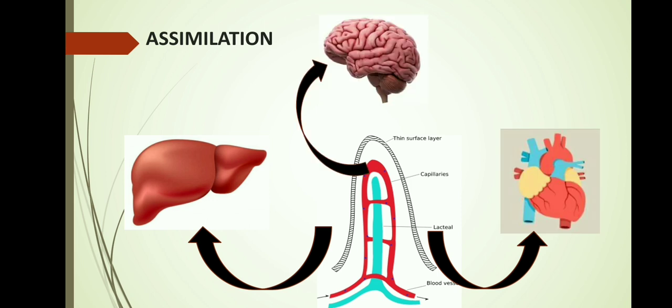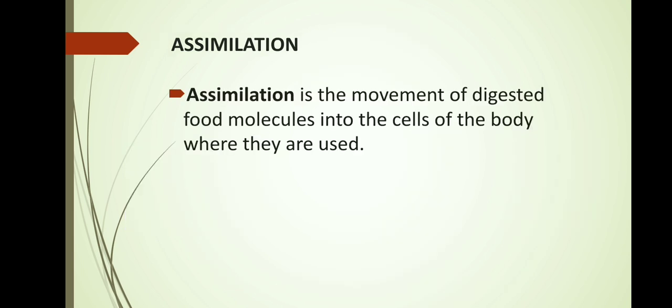So, the digested nutrients from the villi must get transported to different parts of the body and to each and every cell which is there in our body, and that is known as assimilation. So, assimilation is the movement of digested food molecules into the cells of the body where they are used. I will give you one example so that you will be able to understand this term better.